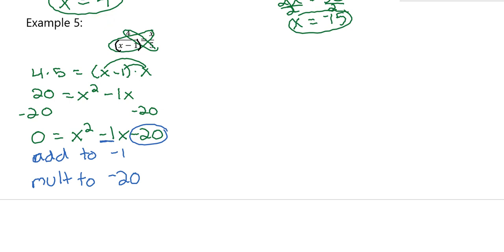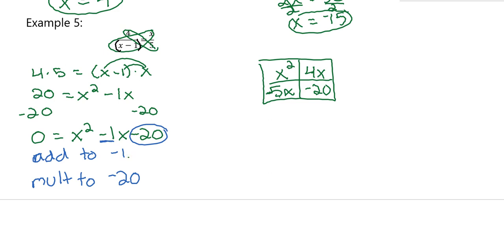So I'm going to create that box. We did this a lot in second semester. So again, I know my first number is x squared. I know my last number is negative 20. I need to see how I'm going to split up that negative 1. What multiplies to be negative 20? I think of 5 and 4. But then one of them has to be negative, right? A positive times a positive will give me a positive. So I'm going to put that 5 with a negative. Negative 5 times 4 is negative 20. Negative 5 plus 4 is negative 1.